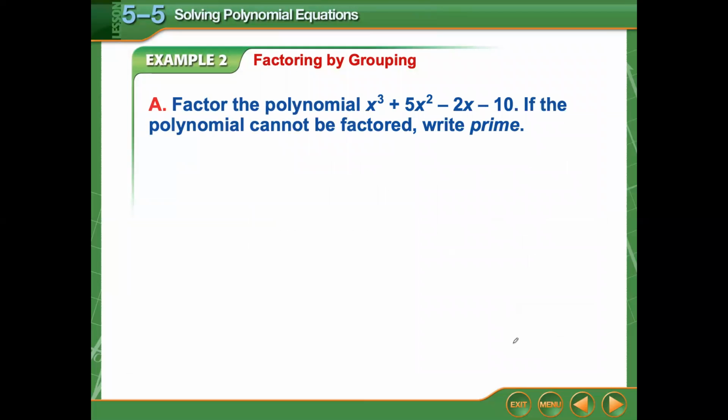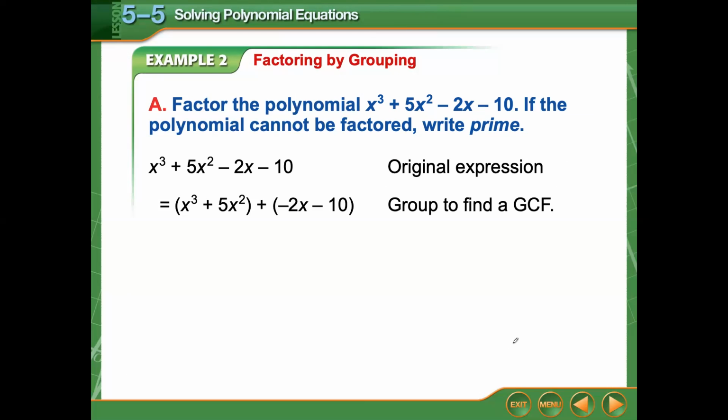All right, so we're going to take a look at this example number 2. Factor the polynomial x cubed plus 5x squared minus 2x minus 10. If the polynomial cannot be factored, write prime. So looking at it, we do have four terms. So we're going to try and look at, first off, if there's a GCF. And I can see that's not going to be the case. So what we're going to go ahead and do is factor by grouping and find the GCF of each group.